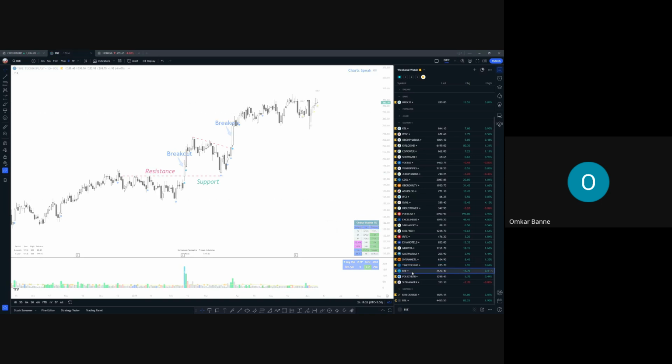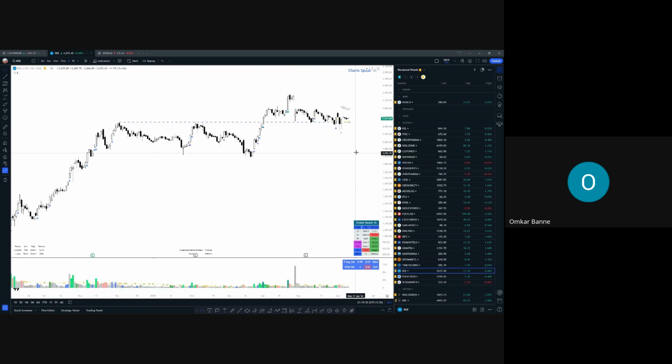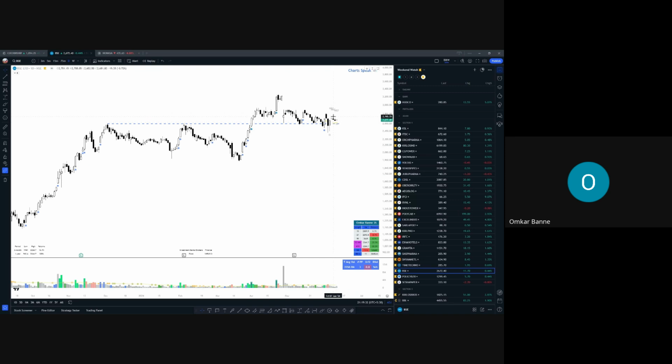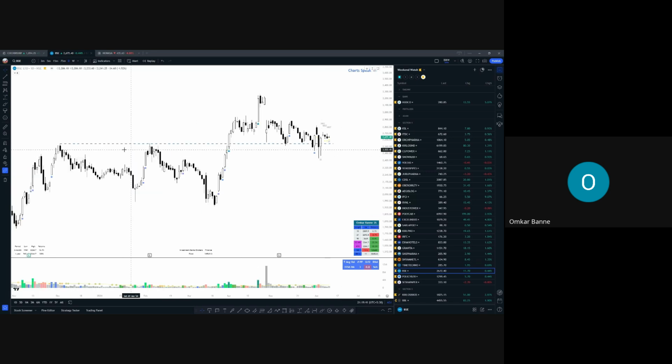So hardly there are 6 to 7 stocks which are tradable for tomorrow. BSE is looking good. You can have a look at these last 4 candles, narrow range candles, very small, tight candles. It is not moving anywhere. It is just taking support near the previous breakout zone.